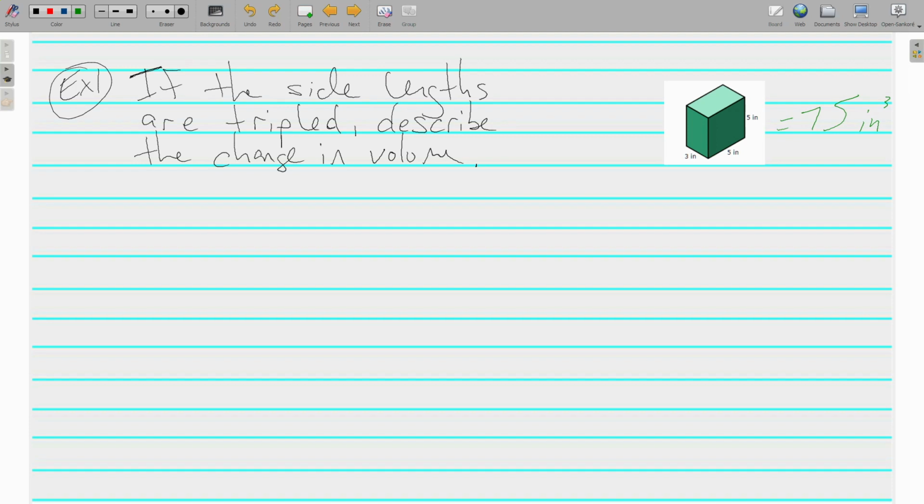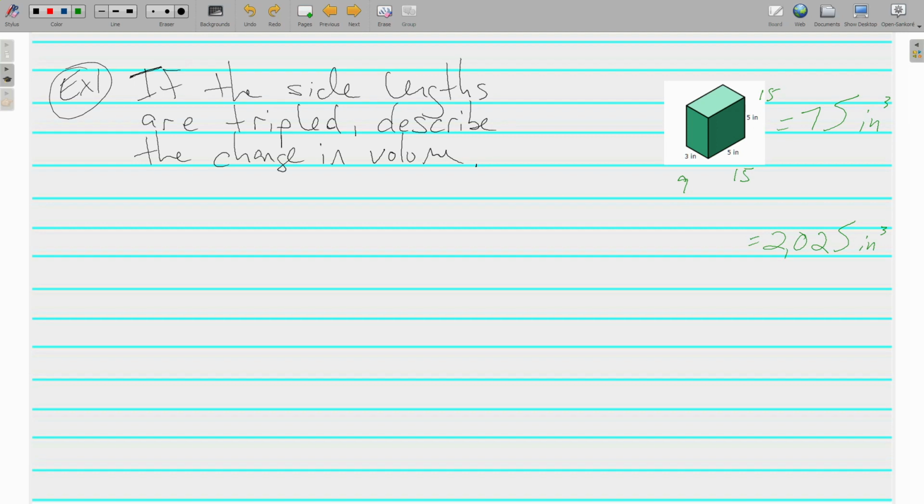If the side lengths are tripled, that means 3 times 3 is 9. This would be 15, and this one would also be 15. If we work this out and did length times width times height, well, 15 times 15 is 225, and 9 times 225, I think, is 2025 cubic inches. And what we're being asked to do here is describe the change in volume.